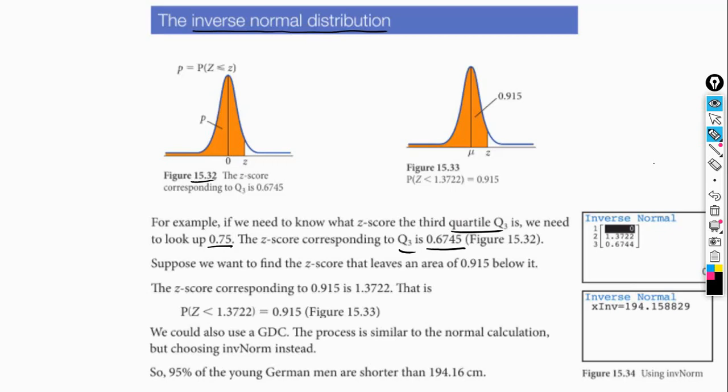Now, suppose we want to find the z-score that leaves an area of 0.915 below it. The z-score corresponding to 0.915 is 1.3722. We can see that in figure 15.33. Now, let's suppose that we want to find the height of 95% of the young German men between ages 18 and 19. We could use the GDC, a function called inverse norm, and we would find that 95% of these young German men are shorter than 194.16 centimeters.